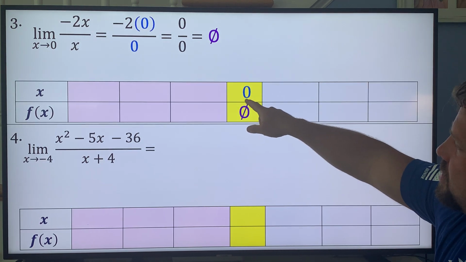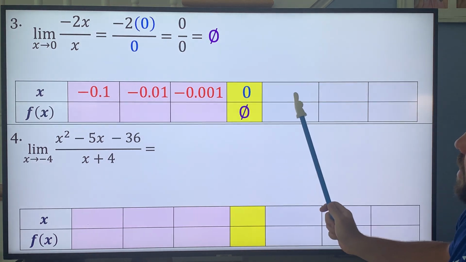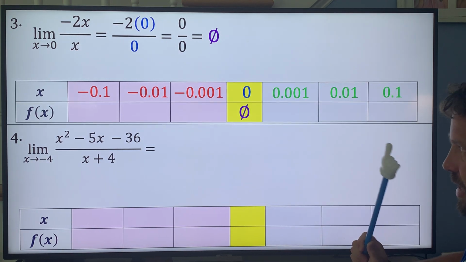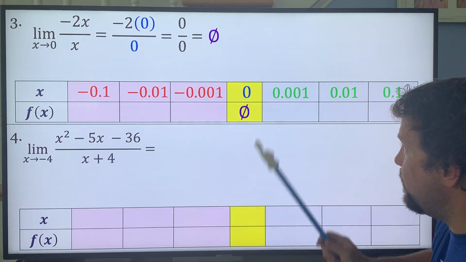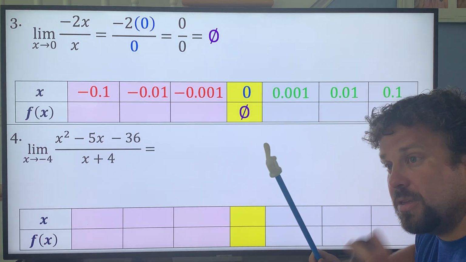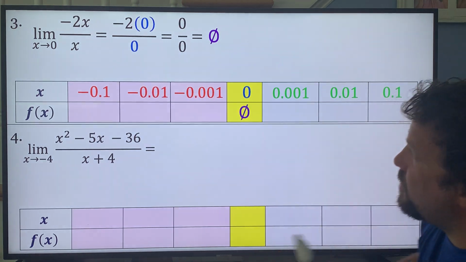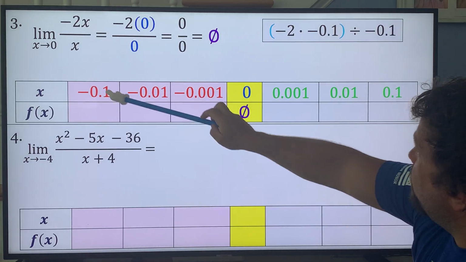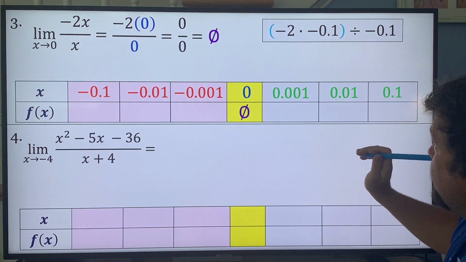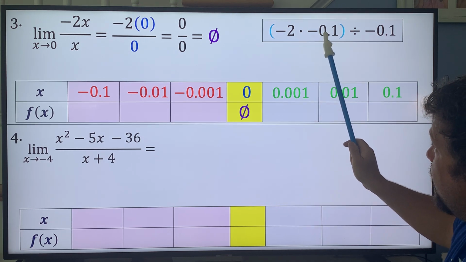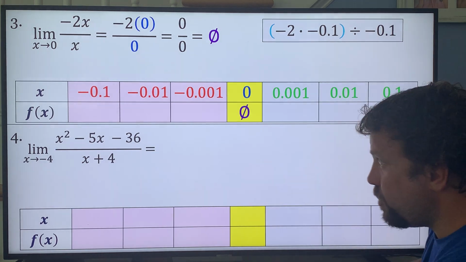I take a number slightly less by a thousandth, a hundredth and a tenth. Positive a thousandth, positive a hundredth, positive a tenth. If you want to make more, you can. Okay, 3 seems to be enough for me. If you want to go to ten-thousandths so you can see an even better trend, you can. You're going to take all these numbers and plug them into that equation. Now, on your calculator, I'll just do the first one with you. Make sure, once again, calculator work is the key. Your numerator is in parentheses. So negative 2 times negative 0.1 in parentheses, divided by negative 0.1.